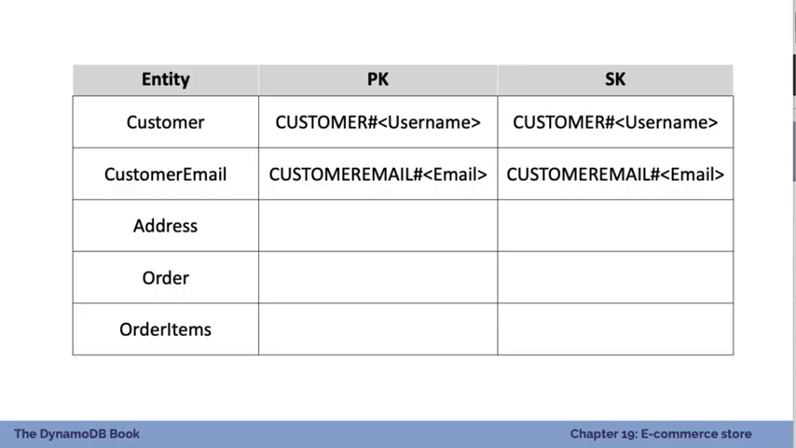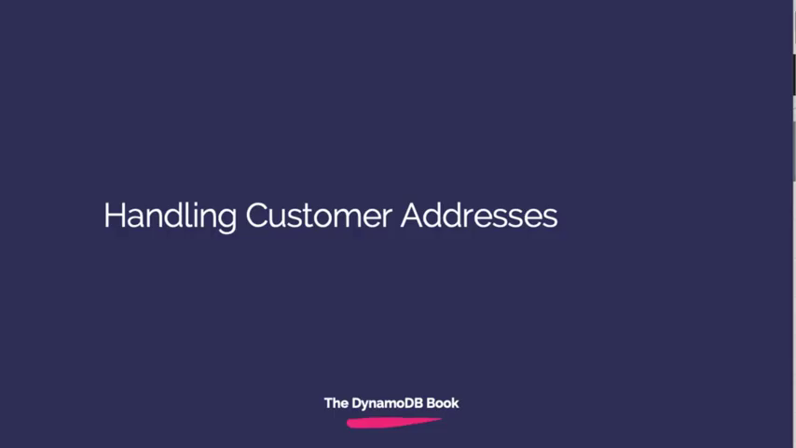So let's go start to fill in our entity chart here. And now we've actually added an entity here. We have customer email, which wasn't in our ERD, but we need it, again, just to track uniqueness on that email item. So now we have two entities here. We have that customer whose PK is going to be customer hash and then the username, same with the SK. And then we have that customer email entity whose PK is going to be customer email hash and then that email address, same with the SK to handle that uniqueness.